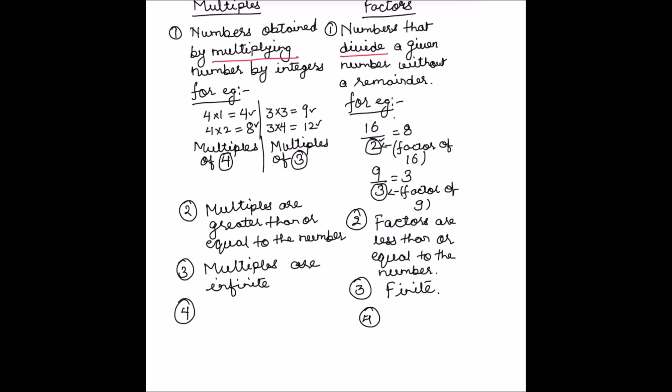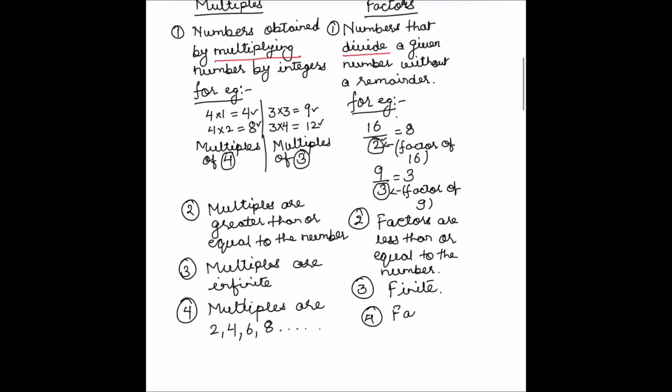Let's write a few more examples of both multiples and factors. Multiples are 2, 4, 6, 8 and so on. These can be infinite in number. And factors are, let's write the factors of 4: 1, 2, 4. That's all. So factors are finite and multiples are infinite in number. So this is all about multiples and factors.